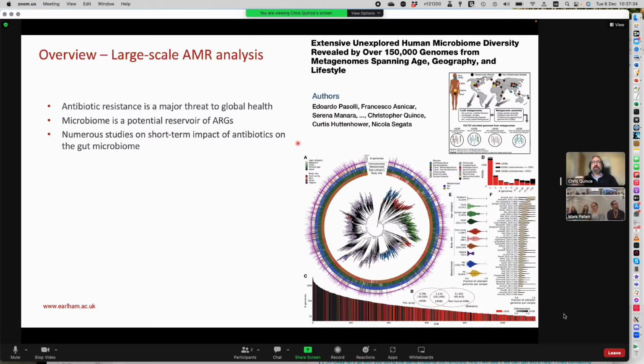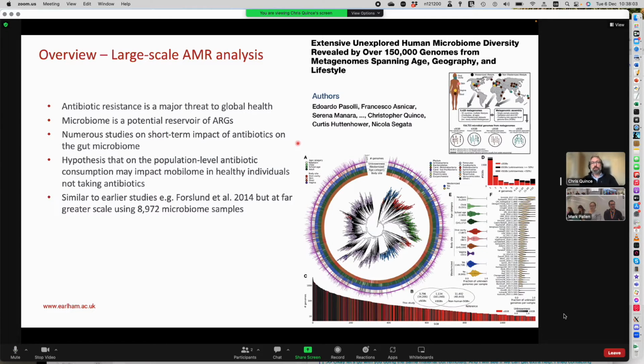There are quite a lot of short-term studies on ARGs in the gut. And there have been some larger scale studies like the one we did, perhaps using a couple of thousand samples. But there's never been a study that uses this many samples, i.e. 6,000, and also places the results in the context of the MAGs. Because we have these big MAG collections now, we can ask which species actually have the ARGs.